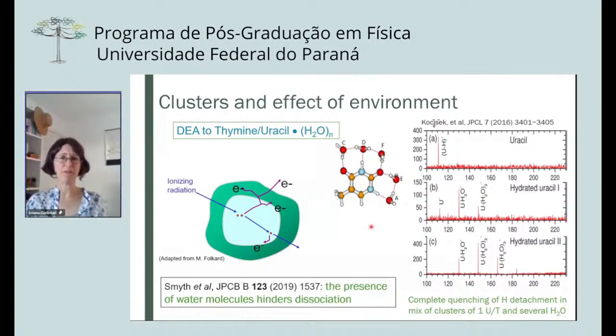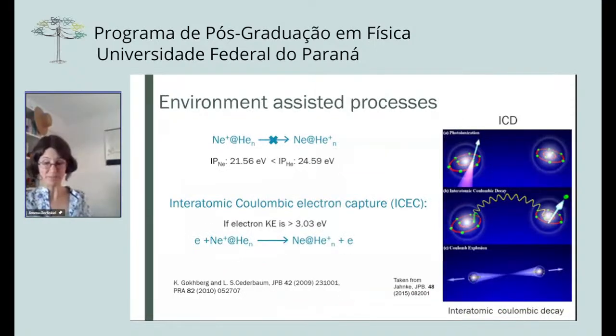And a couple of years, I think, after this experiment, colleagues then in Northern Ireland showed that the reason why this is not produced is because the presence of the water molecules hinders the dissociation. So we know from experiments that the environment can affect the processes, but how else can it do? Can it lead to things that may not happen if you don't have the environment? Well, in fact, yes. And this is what are known as environment-assisted processes.